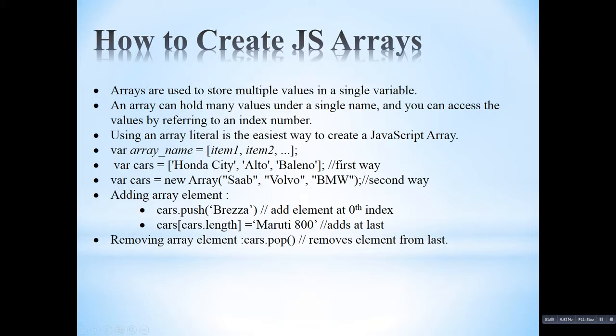How to add array elements to an existing array. You can use the cars.push method and give the element. This will add at the 0th index. Cars.length, this adds at the last. So this push method is used to add an element to the array object, and for removing we can use pop. Cars.pop will remove the last element from the array.